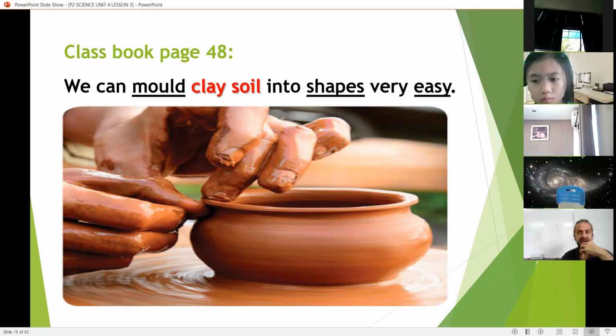Ceramics, if you can remember all the way back from last term when we talked about materials, are made of clay soil. So we use clay soil to make plates and cups and bowls.